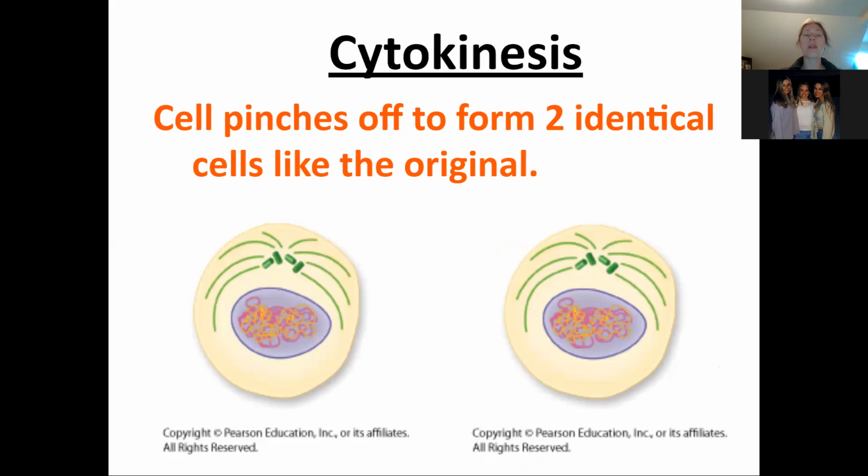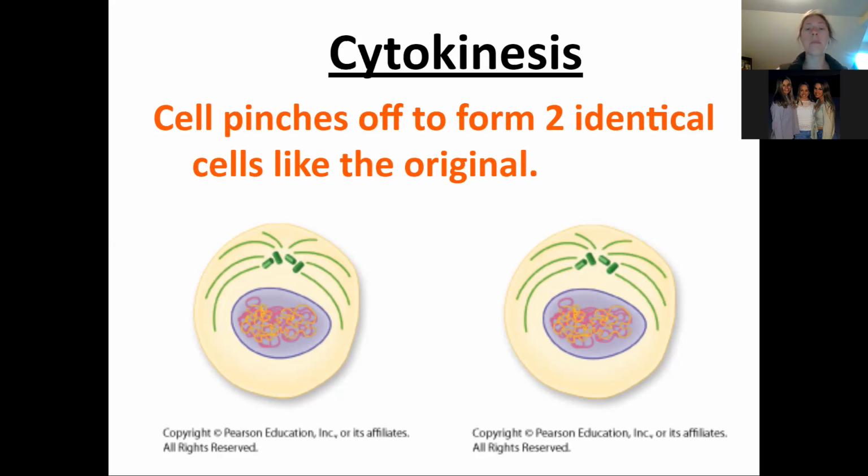So we started with a cell that had 46 chromosomes. We copied the DNA, so we had 92 for a little while, but now we've split those two cells up into two identical cells that now both have 46 chromosomes again. And again, that's if we're talking about a human.